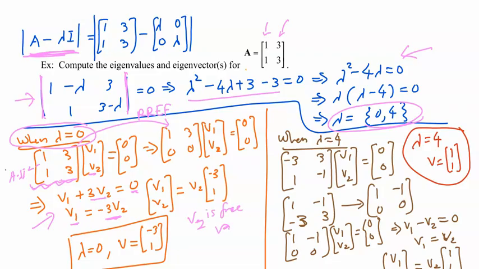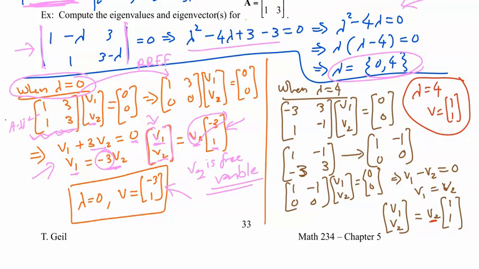A free variable means it doesn't have a pivot column. So just write down V1, V2 as the components of the eigenvector. V2 is free, so you just write V2 here, and then negative 3 V2 for V1, because V1 has to equal negative 3 V2. And V2 equals V2, so it's 1. That's why this is the eigenvector.